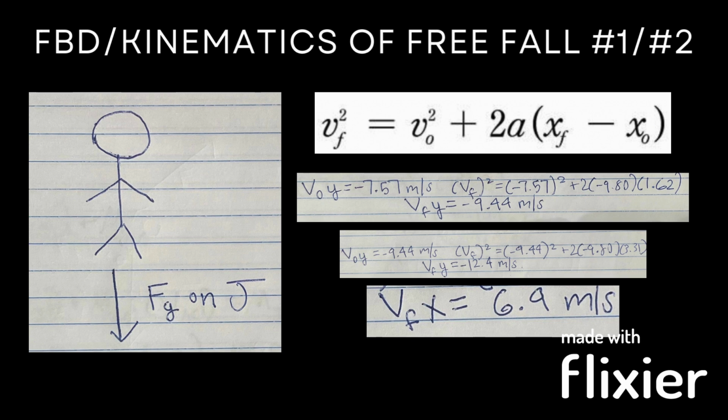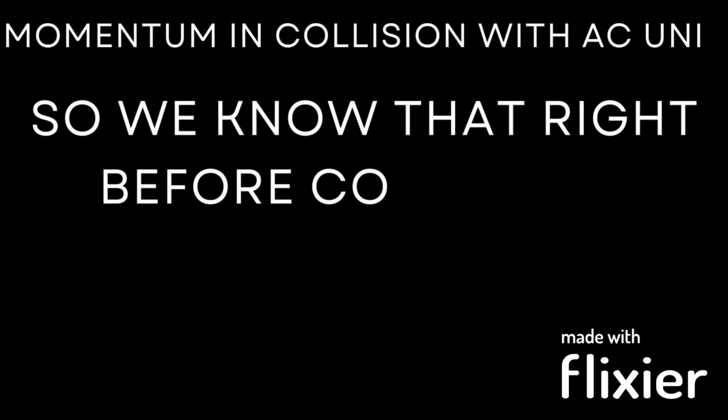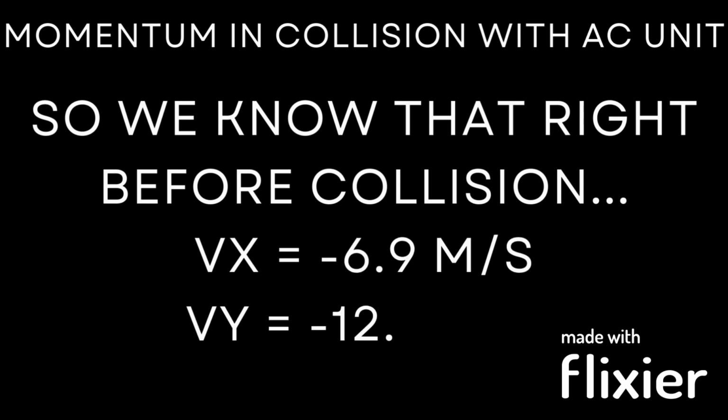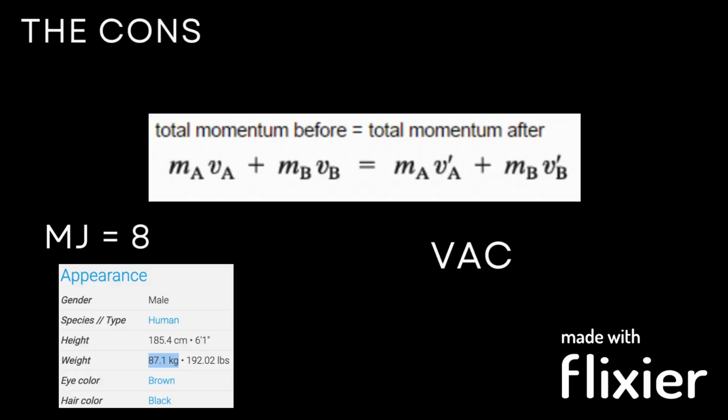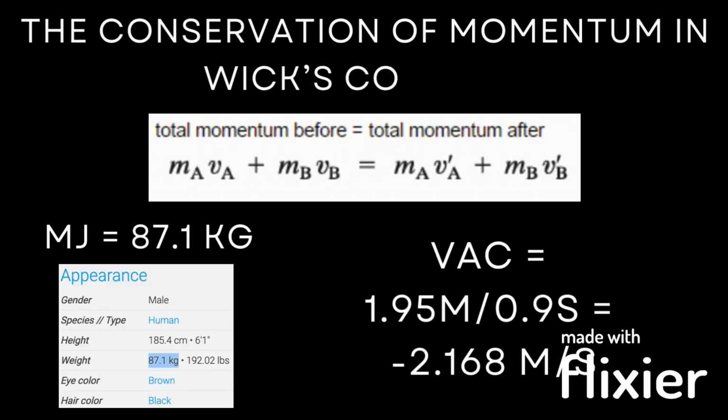Now, we can use the conservation of momentum and the overall rules we've learned about momentum to see how his collision with the AC unit affects his velocity, using the initial velocities that we calculated before of negative 6.9 and negative 12.4. The conservation of momentum tells us that mass times velocity in one object plus mass times velocity in another object is going to be equal to the same masses and velocities in the final calculation.